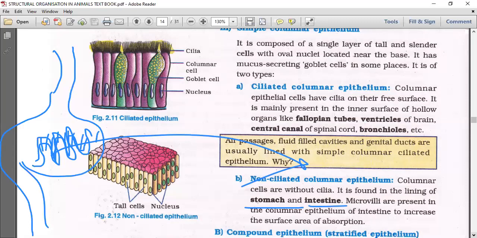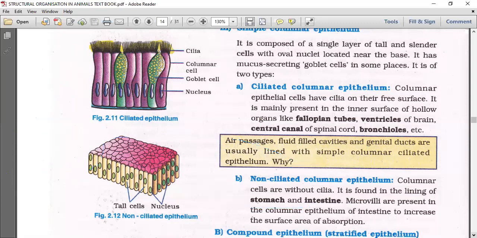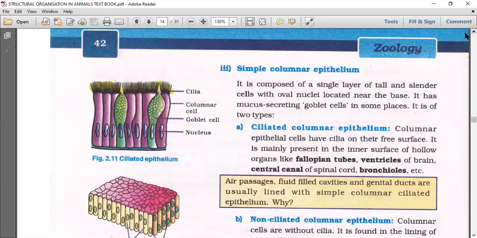The microvilli are present in the columnar epithelium of the intestine. The intestine basically has microvilli. The microvilli of the intestine increase the surface area for absorption of the digested food material. Okay, so that's it about the non-ciliated columnar epithelium. So finally, we say here the structure and example.